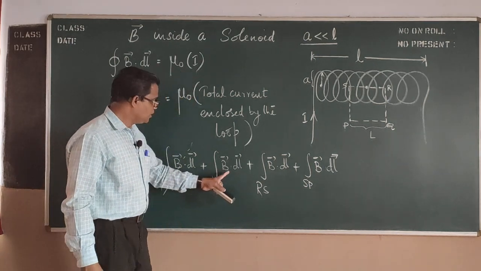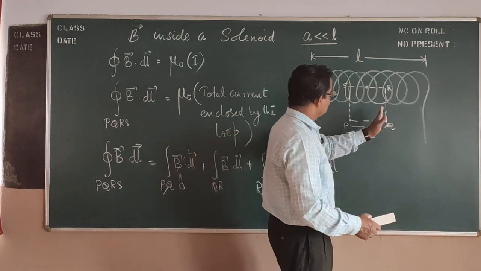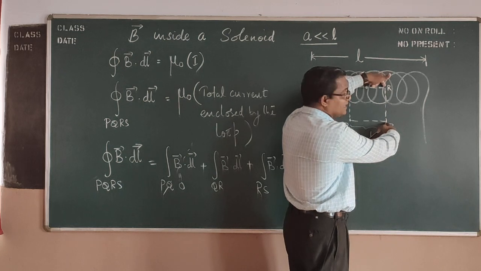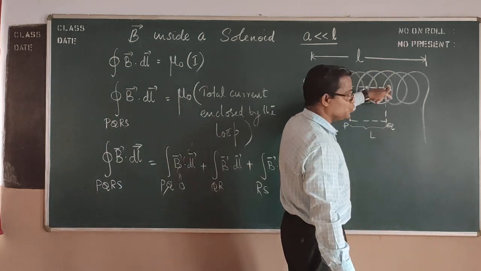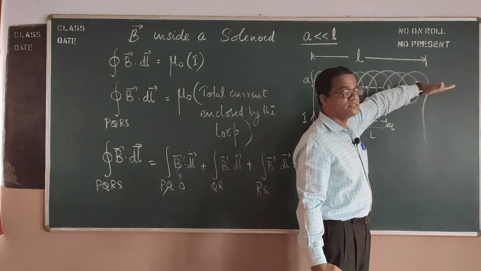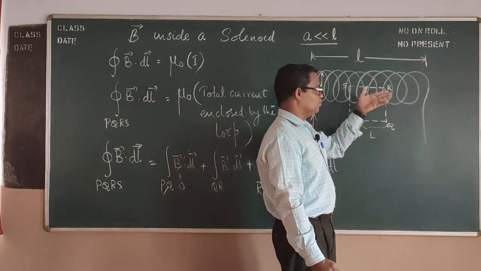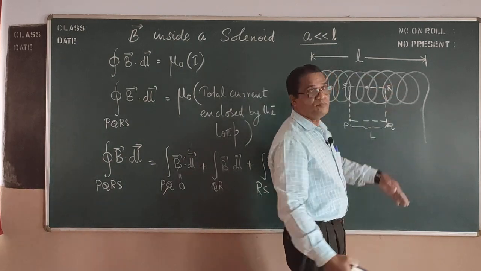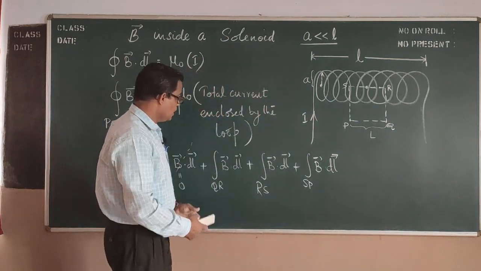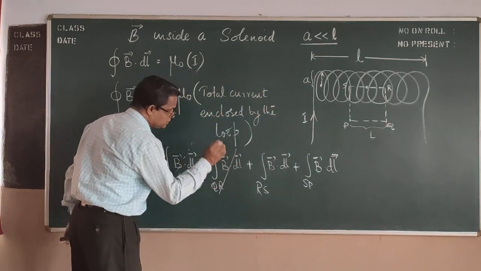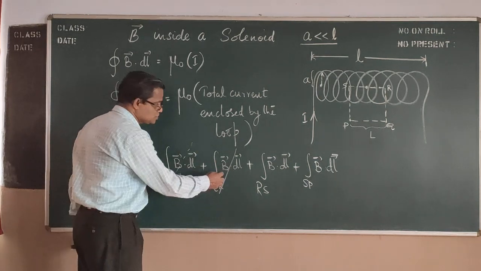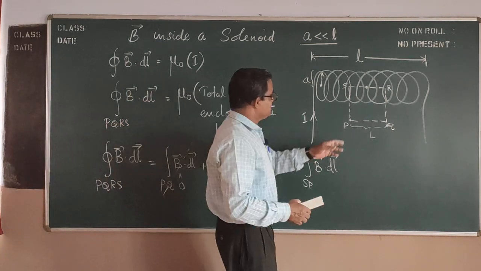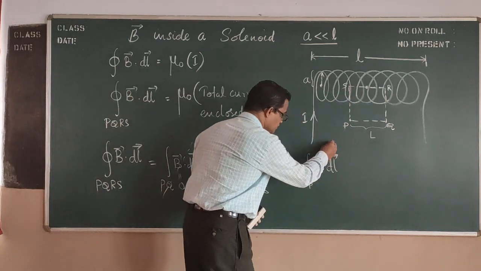Now what about this one? Let us say B dot dl over QR. So QR is coming like this. The length is coming like this, but the field is either like this or like this inside the loop, depending upon the flow of current. So field and this dl are perpendicular to each other, and therefore the dot product will be 0. This part also will be 0, because the dot product of perpendicular vectors is 0. The same case with SP also. This also will be 0.